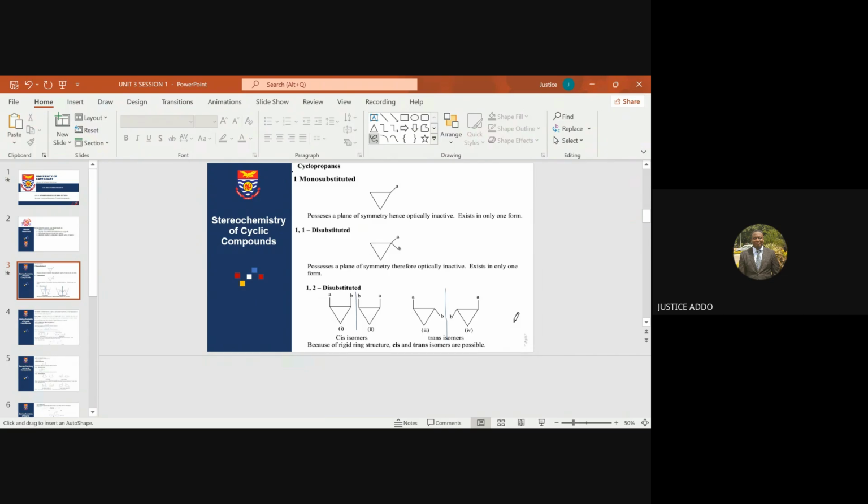Again, if you have your pens and pencils close to you, I will want to give you some compounds and then you describe their stereochemistry. And the example I'm going to give you are the ones that I just described, the 1,2-disubstituted cyclopropane. Are you ready to write?